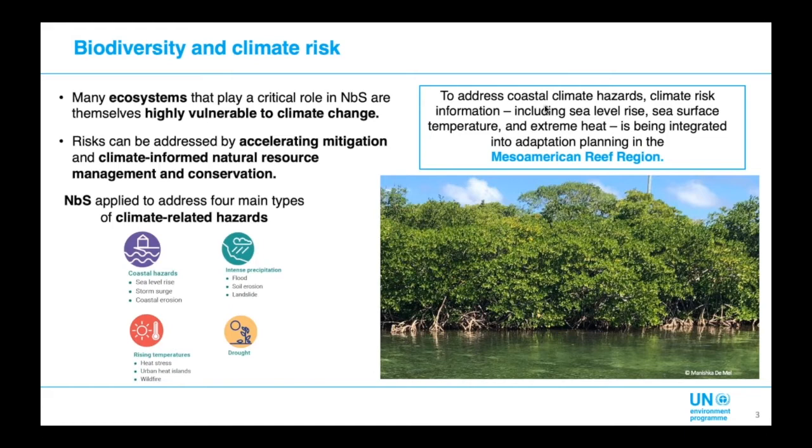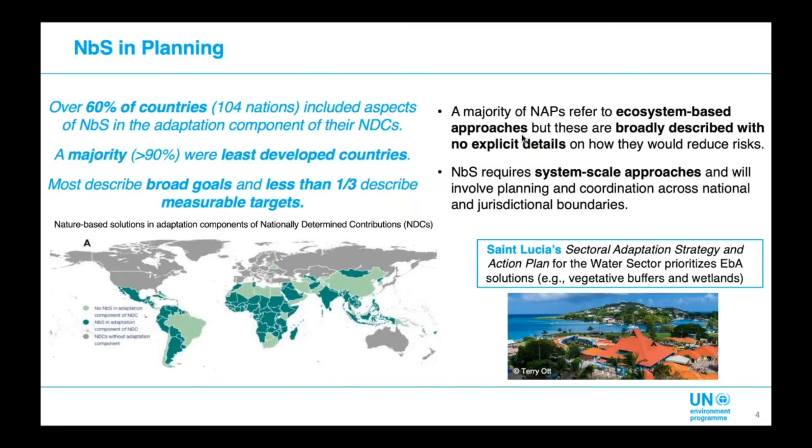Commonly, NBS is applied to address four main types of hazards. That includes coastal hazards, intense precipitation, rising temperatures, and drought. Similar to the main structure of the Adaptation Gap Report, the NBS chapter also has focal areas on planning, financing, and implementation. So these are some of those highlights.